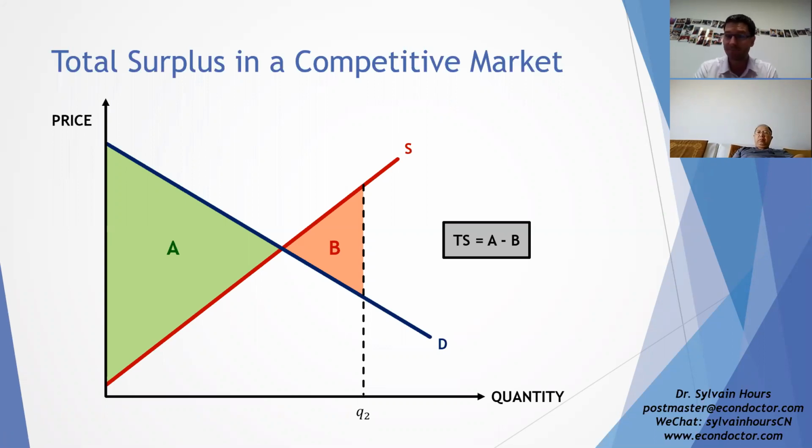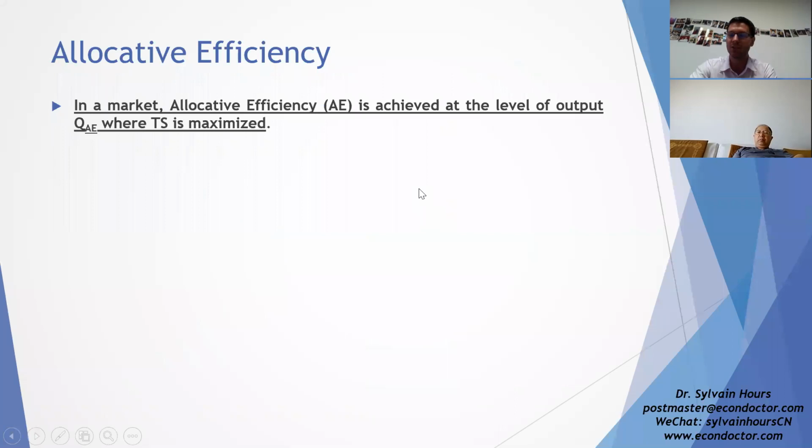Once you have given the definition of total surplus, it is going to be very, very easy to define allocative efficiency. The easiest possible way you can define allocative efficiency is just to say that in a market, allocative efficiency is achieved at the level of output, you can give it a name, QAE, for example, at which total surplus is maximized. This really is the easiest possible definition of allocative efficiency.